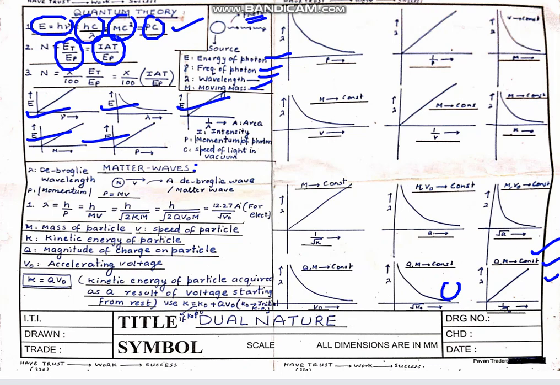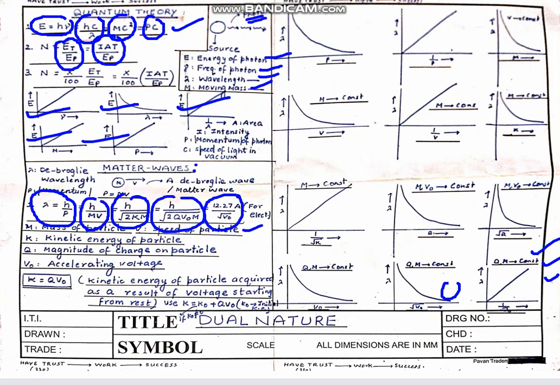According to de Broglie, if there is a mass moving with a speed v, then the de Broglie wavelength, or the wavelength of the matter wave associated with that particular matter, is h by p, which can be written as h by mv, which can be written as h by root 2 Km. Here K is kinetic energy, m is the mass, which is also equivalent to h by root 2 q V0 m, which for an electron reduces to 12.27 by root V0 angstroms.